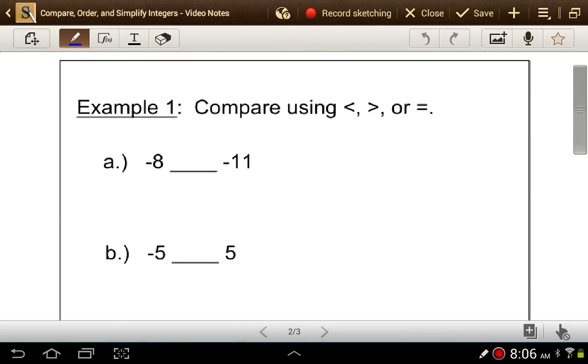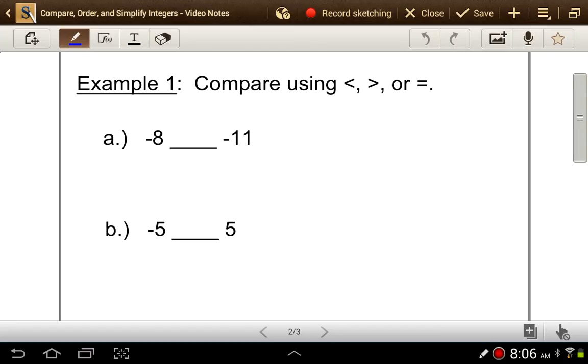Okay? In our example number 1, we're going to compare using less than, greater than, or equal to. I'm going to use a number line to help me. You might not always have to use a number line. This is just an aid to help you. So if I make a number line here, I'm just going to put some rough numbers on there. There's 0, and then I'm going to do negative 5, and negative 10, and negative 15. I don't need to put all my numbers on there. Okay, I'm going to plot these.